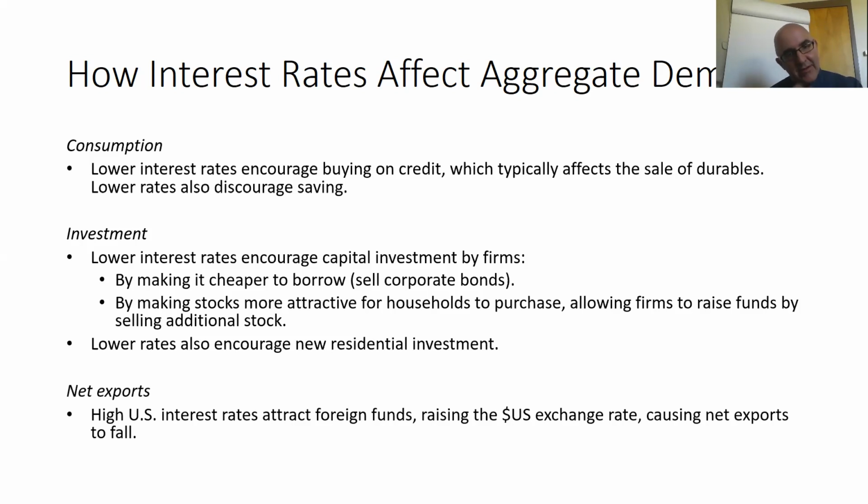On the other side of things, these are all because of lower interest rates. In terms of net exports, higher interest rates attract foreign funds, raising the US exchange rate, causing net exports to fall. In a way, don't worry too much about that. That's something we haven't really looked at. That's international economics, the economics of international trade and currency, that we haven't particularly looked at in this course. So don't worry about that last one. But generally, lower interest rates cause aggregate demand to shift to the right, because it's causing more consumption and more private investment.